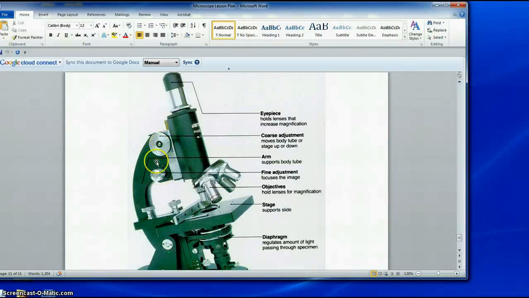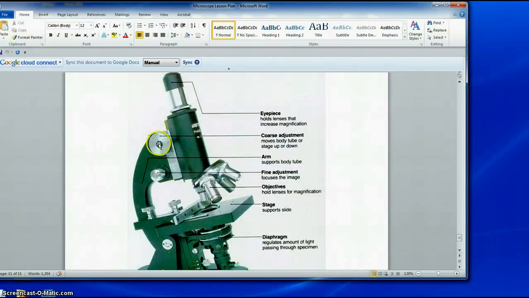Sometimes these knobs are together so that one's embedded in the other one. The fine adjustment moves the lens closer or farther away from the specimen in very, very small increments. And this really is what focuses the image.